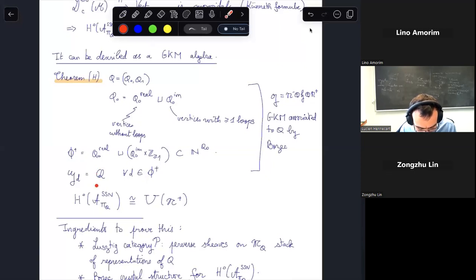Yesterday, I gave you some recipe to build a Lie algebra out of this datum, g, which is a Borcherds Lie algebra, having a triangular description. And this degree zero strictly semi-nilpotent cohomological Hall algebra for pi Q is isomorphic to the enveloping algebra of the positive part of this GKM.